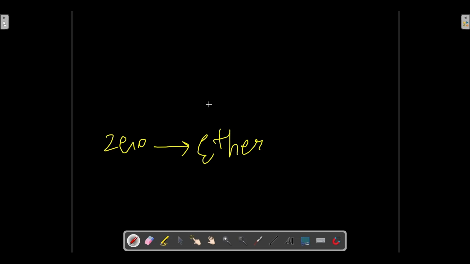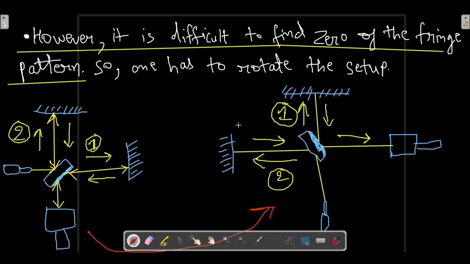So earth is a non-inertial frame in reality. If you consider it inertial, even then it is inertial with constant velocity, so the fringe pattern will be different. The zero of the fringe pattern cannot be observed on earth; it will be observed in ether. So what we can do is rotate the setup. We cannot get the zero, but we can rotate the setup.